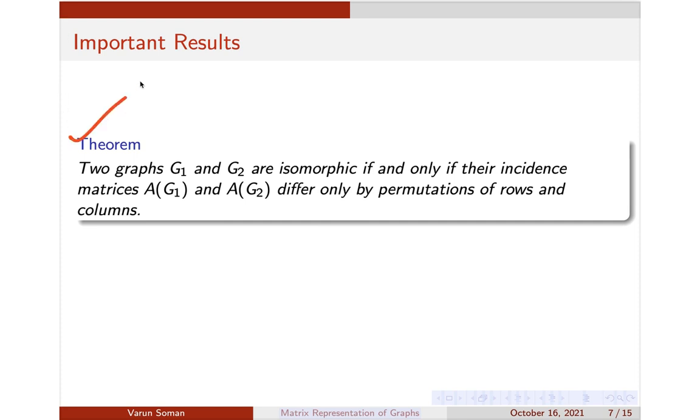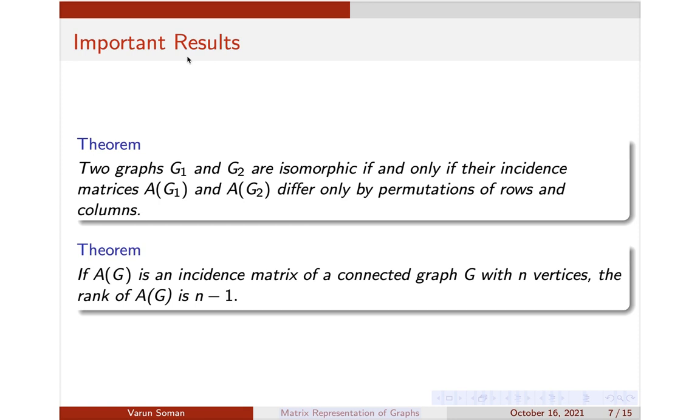And one more concept is there: the rank of the incidence matrix. Suppose you have n vertices, the rank of the incidence matrix is always n minus 1. That is one associated result. So the incidence matrix of a connected graph has rank n minus 1. So that is what we mean by incidence matrix.